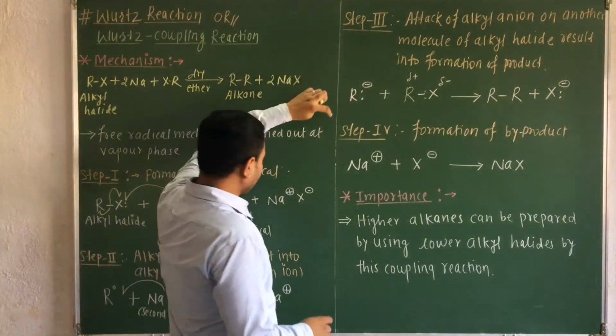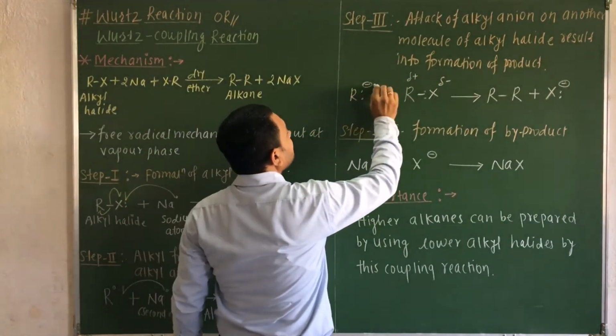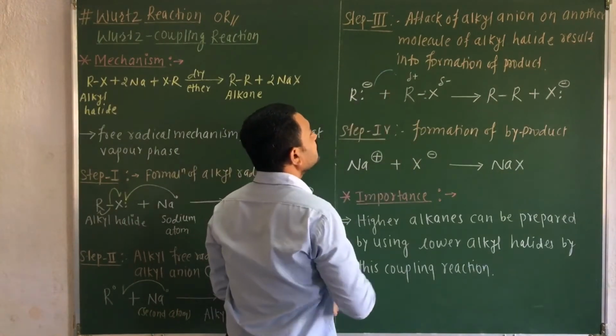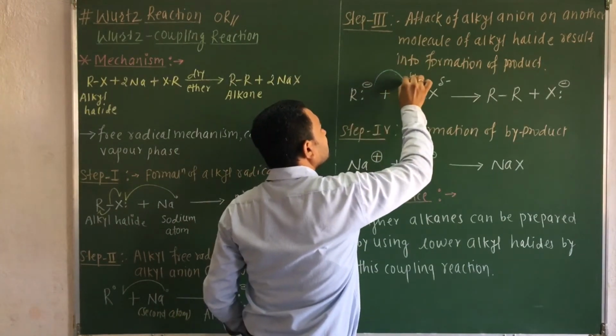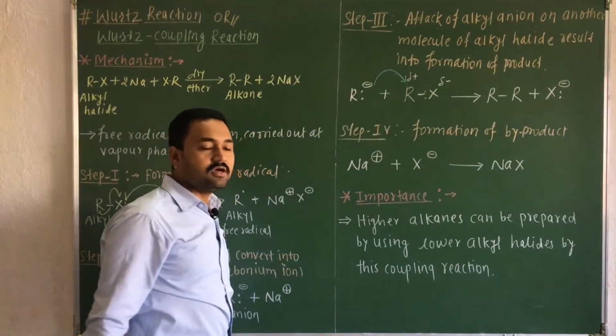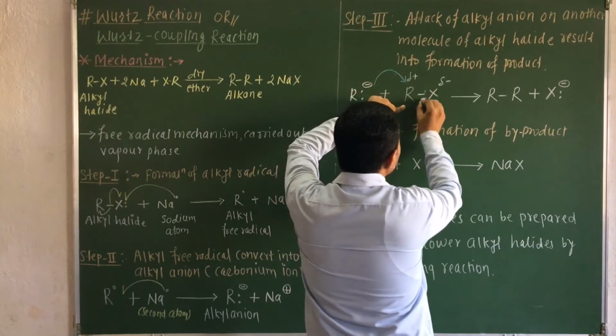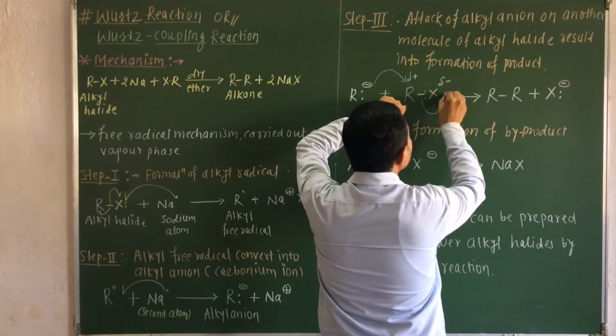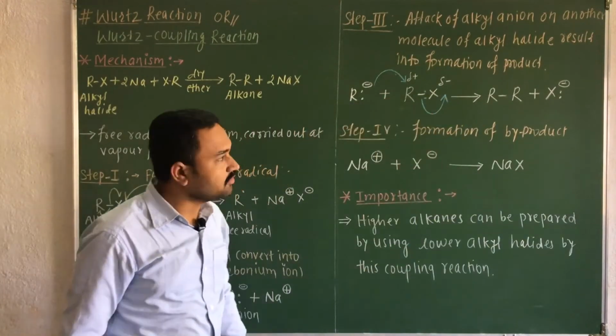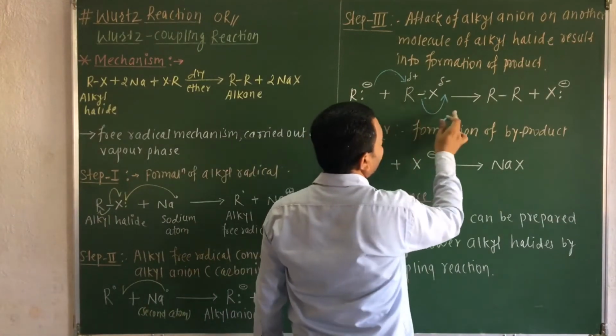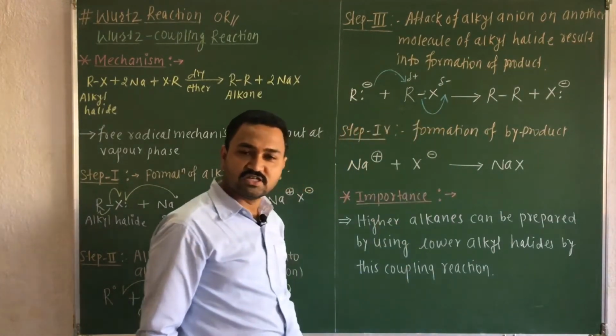Now this alkyl anion will donate its electrons to the alkyl group of the second alkyl halide, and this halogen will be displaced from this molecule as an X- ion. So here heterolytic fission takes place.